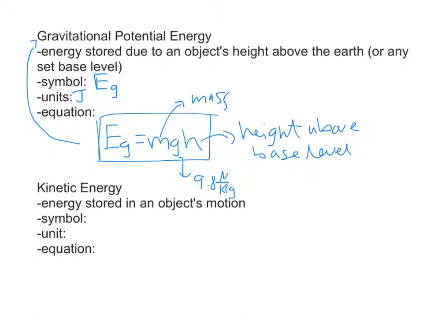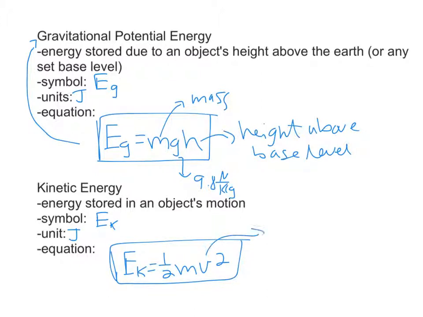The next type of energy we have, and the last one that we'll be looking at, is kinetic energy. Kinetic energy is energy stored in an object's motion. Symbol for kinetic energy is a capital E with a subscript of a little k. Again, the units are joules because this is energy. Equation for kinetic energy, Ek equals 1/2 mv squared. So v is your speed, m is your mass, and Ek is the kinetic energy.